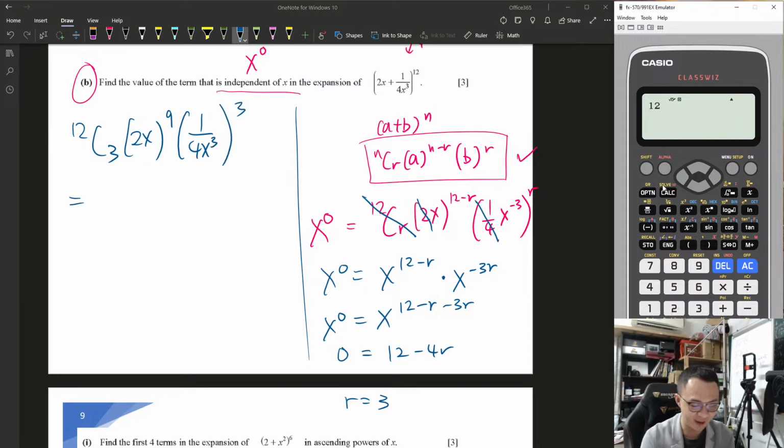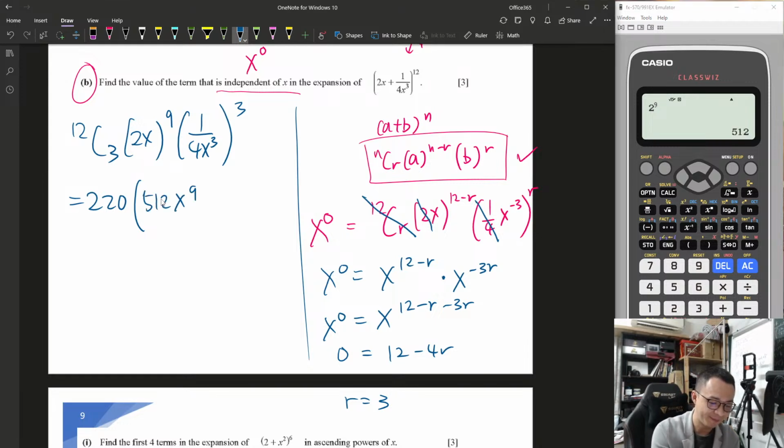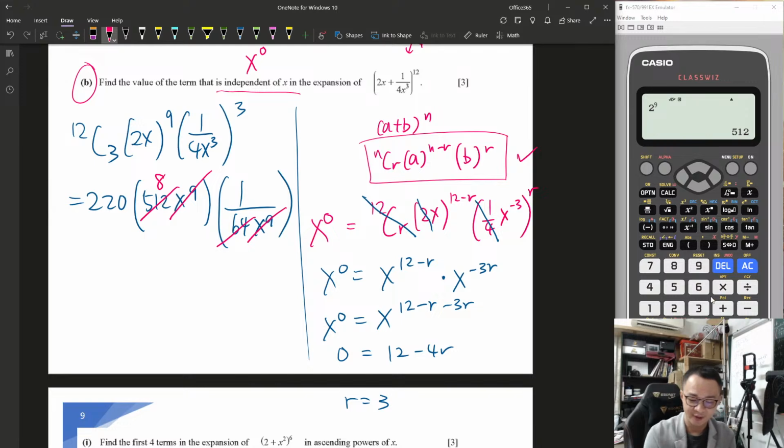Okay, 12C3, you can type in the calculator. It's 220. And then 2 power of 9, I believe the number is 512, x power of 9. And then 1 over 4 power of 3 is 64, this is x power of 9. If you see carefully, you should already see x power of 9 divided by x power of 9. 512 and 64 will give me 8, isn't it? 512 divided by 64 gives me 8, right? Then multiply 220. My independent of x is 1760. 3 marks.